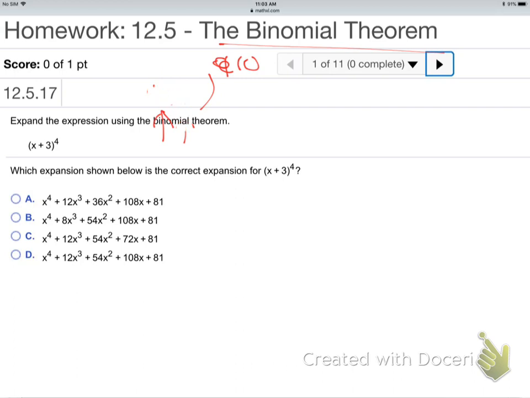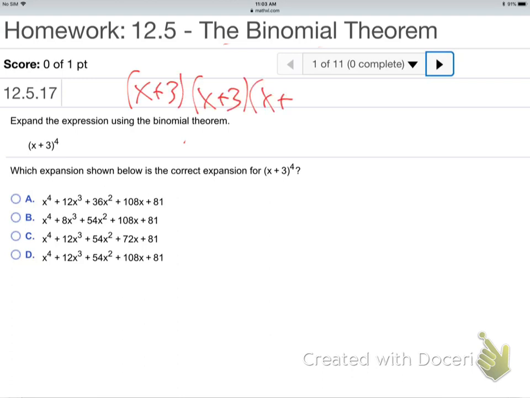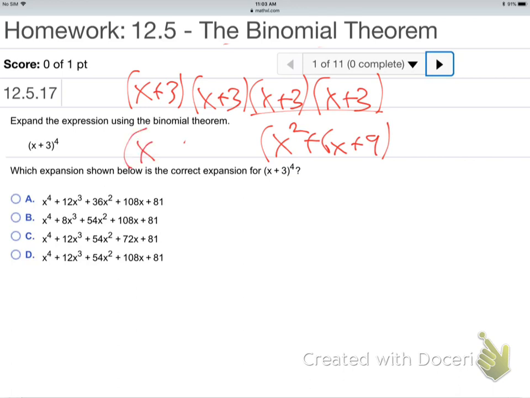Let's do the foiling, how about, one time, and then we'll really appreciate the formula. So it means x plus 3, times x plus 3, times x plus 3, times x plus 3, right? How about I FOIL these two? What do you get? X squared plus 6x plus 9, that good? Then I'll multiply these two. X squared plus 6x plus 9, that good? And then I'll FOIL the whole thing together.